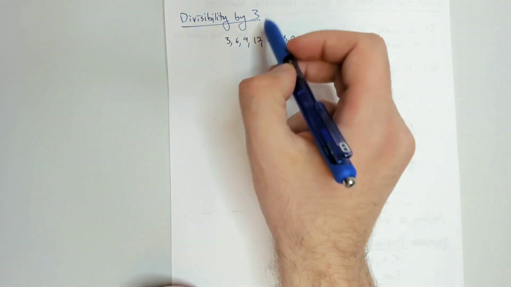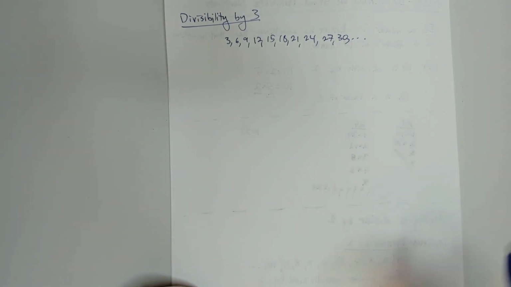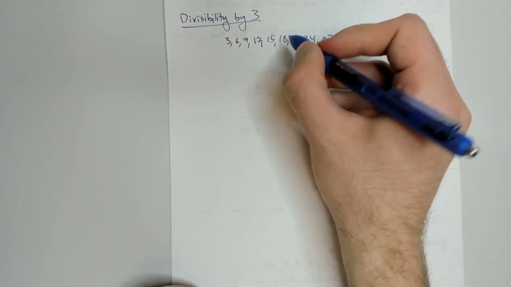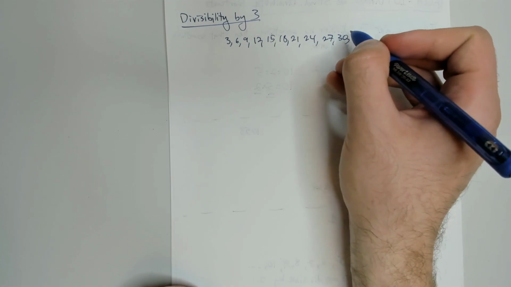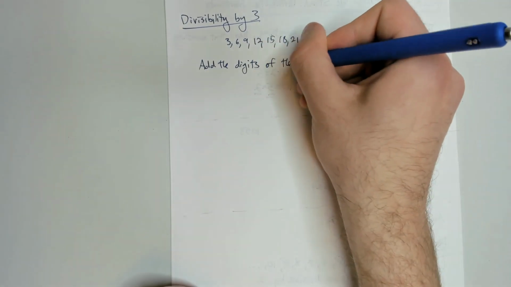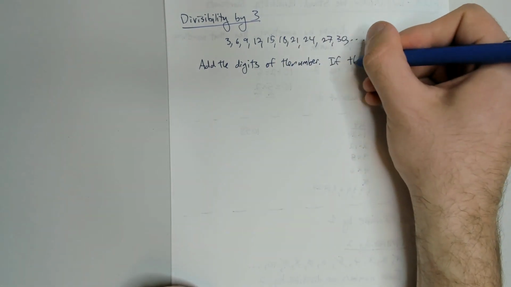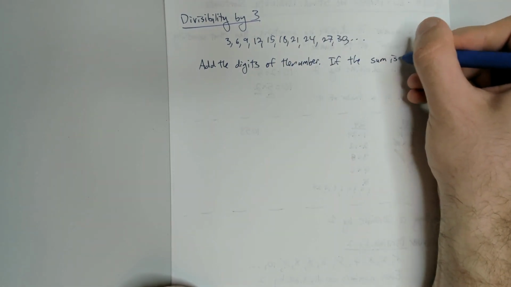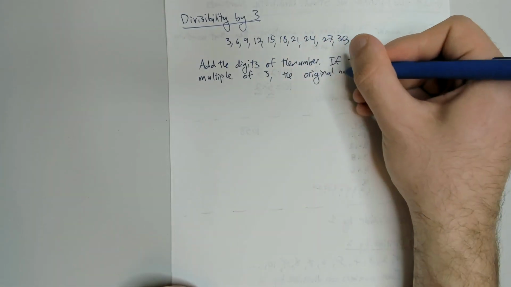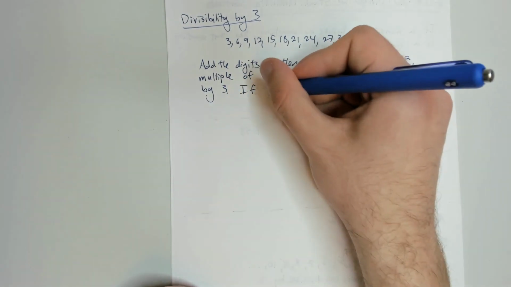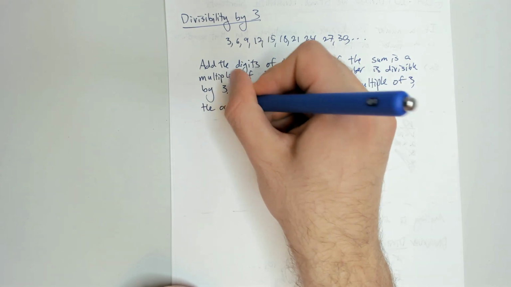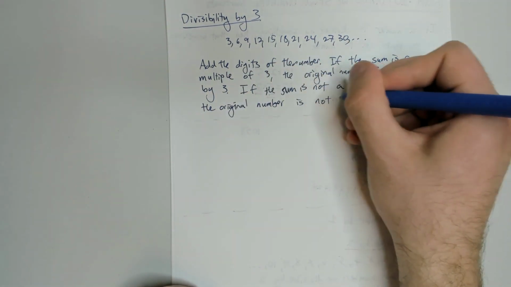And for the rule for divisibility by 3, it's a little more complicated than just simply looking at evens and odds. What we have to do is add the digits of the number. If the sum is a multiple of 3, the original number is divisible by 3. If the sum is not a multiple of 3, the original number is not divisible by 3.